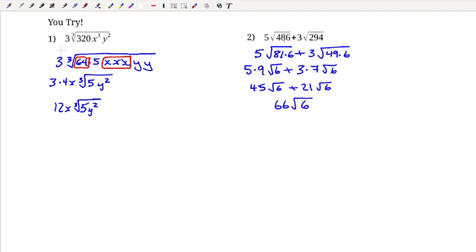And the last one, 486 is 81 times 6. Took me a while to find that, don't know about you. And 294 is 49 times 6. Again, took me a while to find that, but hopefully you got there faster than me. And so square root of 81 is 9, square root of 49 is 7. Combine your like terms and you're done.